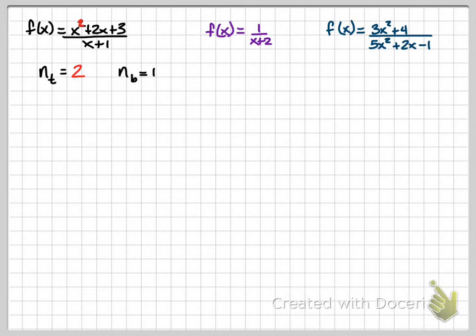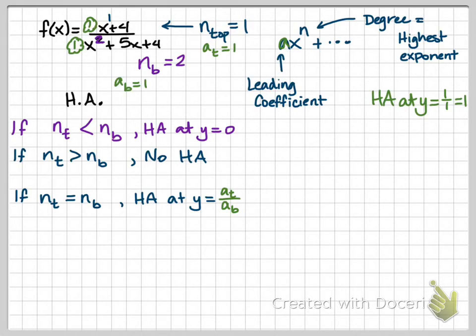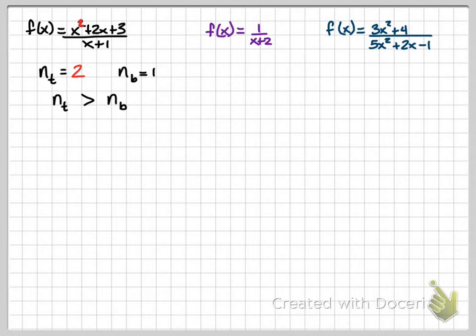So this 2 is bigger than 1. The degree of the top is greater than the degree of the bottom. Looking back at our rules, that's this first rule in blue. It says if the degree of the top is bigger than the degree of the bottom, no horizontal asymptote. So this one has no asymptote. Ta-da!